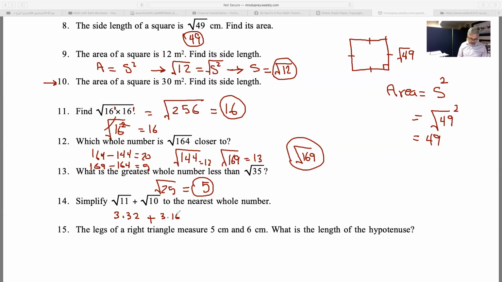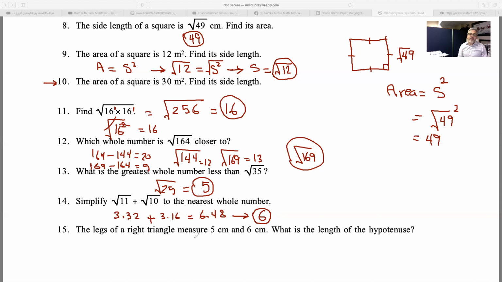And if you add these two, you get, so they said to the nearest whole number, the answer will be 6.48, and the answer will be 6. So to the nearest whole number, 6, that means no decimals. If this was 5 or up, then you have to round that up to 7. But since the 10th decimal is less than 5, then you keep the 6 as 6 for a whole number, and that's about rounding decimals.